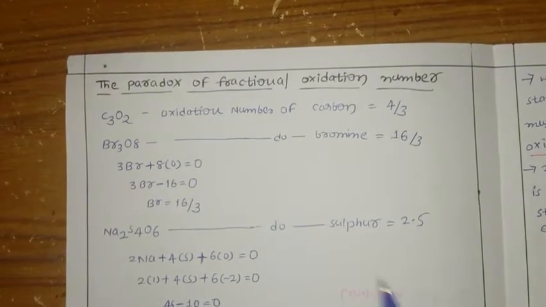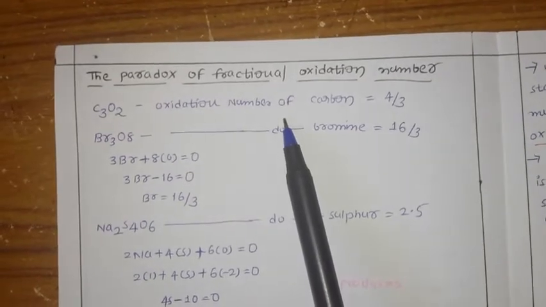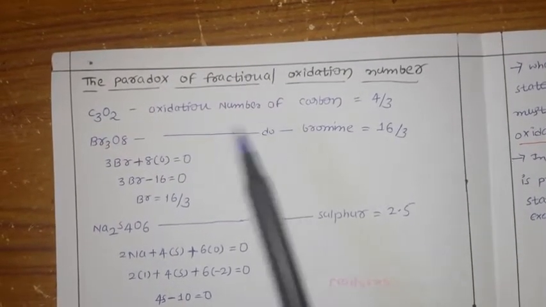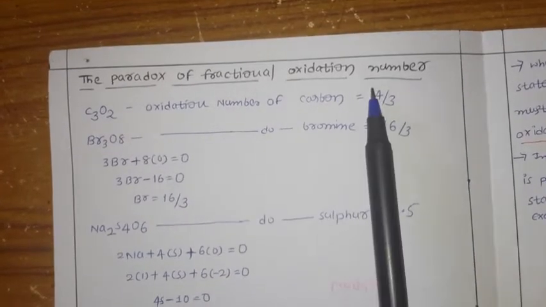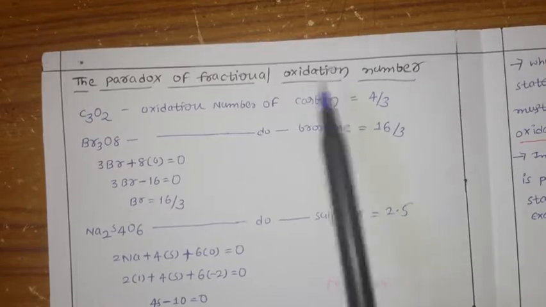Hello students, in the last video we already discussed the rules for the calculation of oxidation number. Now let us discuss the paradox of fractional oxidation number. We already saw a few cases where we get the oxidation number as a fraction.